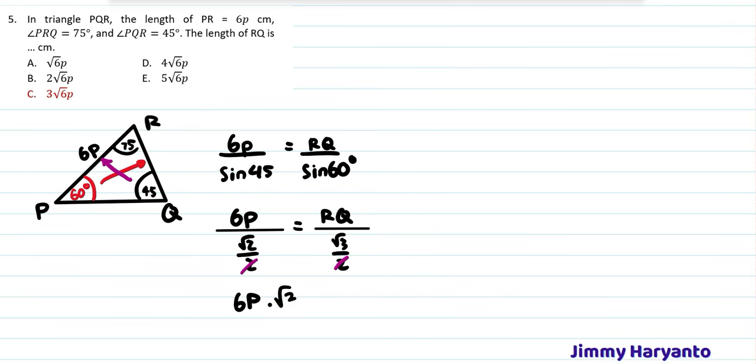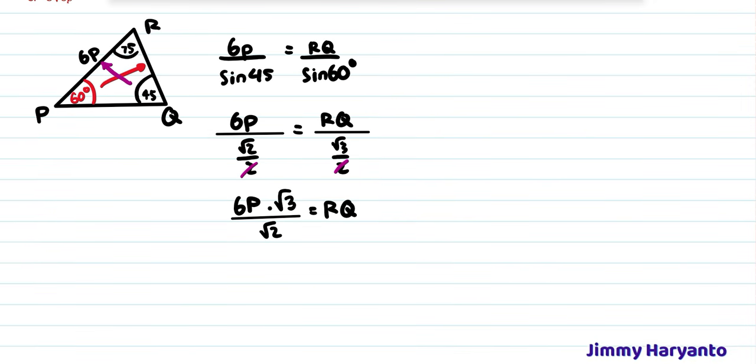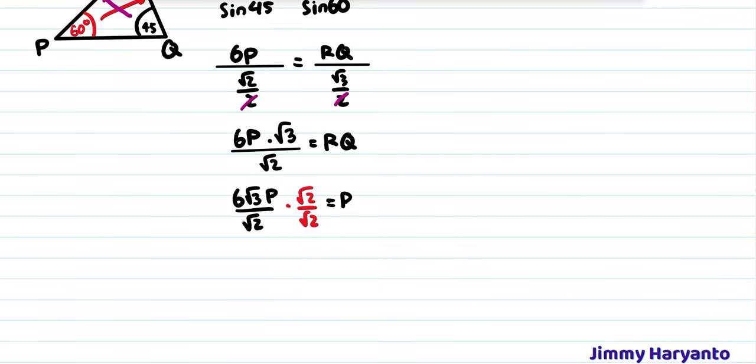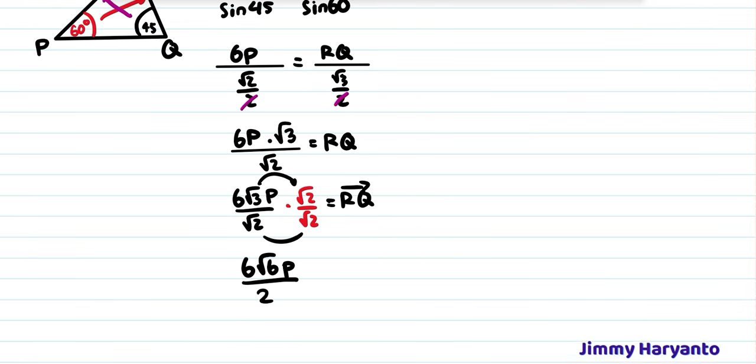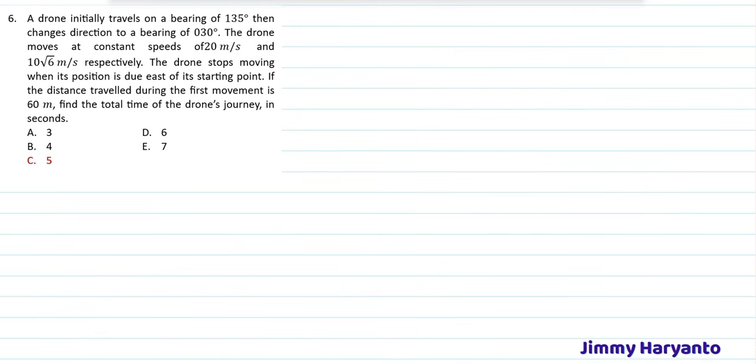6p times square root of 3. We will leave the square root of 2 right there, so we can get the RQ directly. This one is 6 square root of 3p over square root of 2, and then we have to rationalize it like this, and then we calculate this times this equals to square root of 6 over this times this equals to 2. Then you can simplify this, you have the answer. 3 square root of 6p equals to RQ. There you go. C.